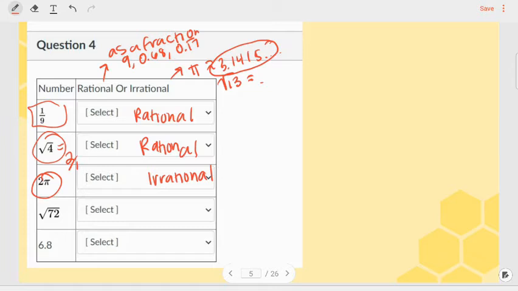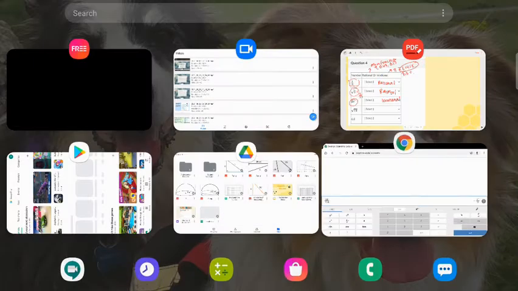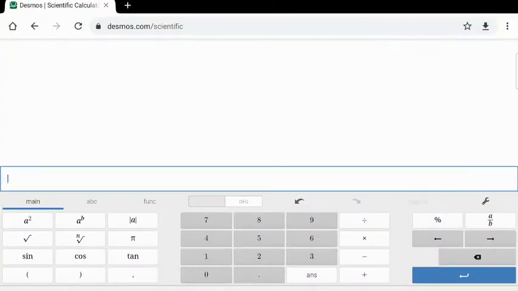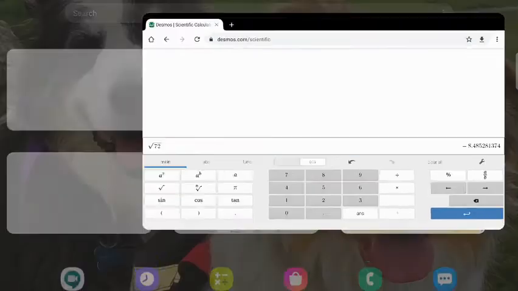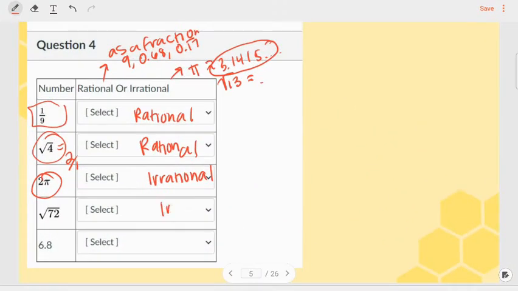Square root of 72. Well, I'm not sure what that is in my head, so I'm going to go to my calculator and test it out. Square root of 72. And I can see that it's 8.485. Now there's no repeating digits. It continues on with no pattern. So I would label this as irrational. I can't write that as a fraction because it doesn't repeat or stop. 6.8, can I write that as a fraction? You bet. 6 as a whole number, and 8, there's only one digit after the decimal place, so 8 over 10. And that is a fraction, so rational.